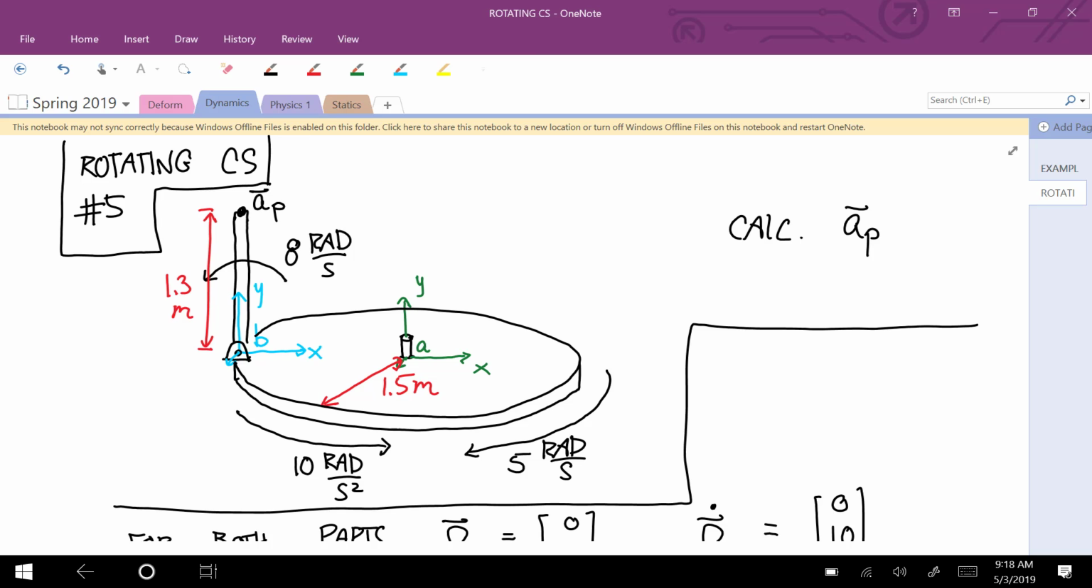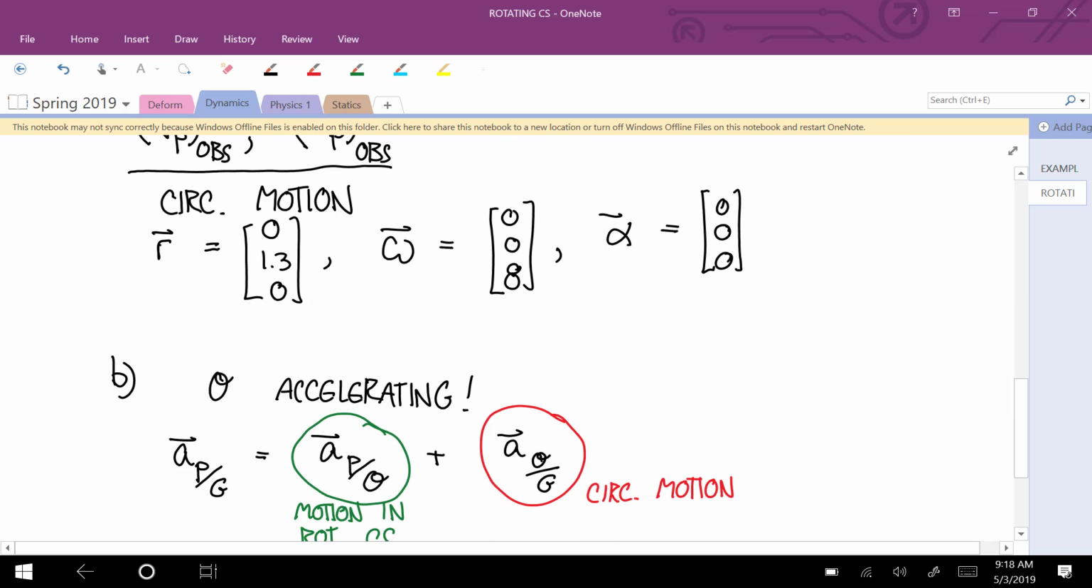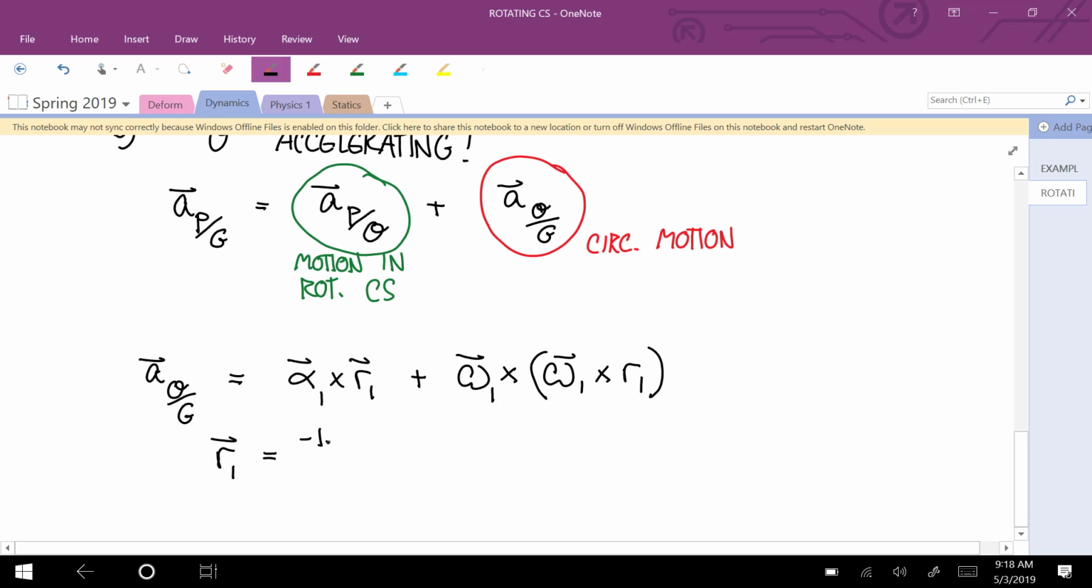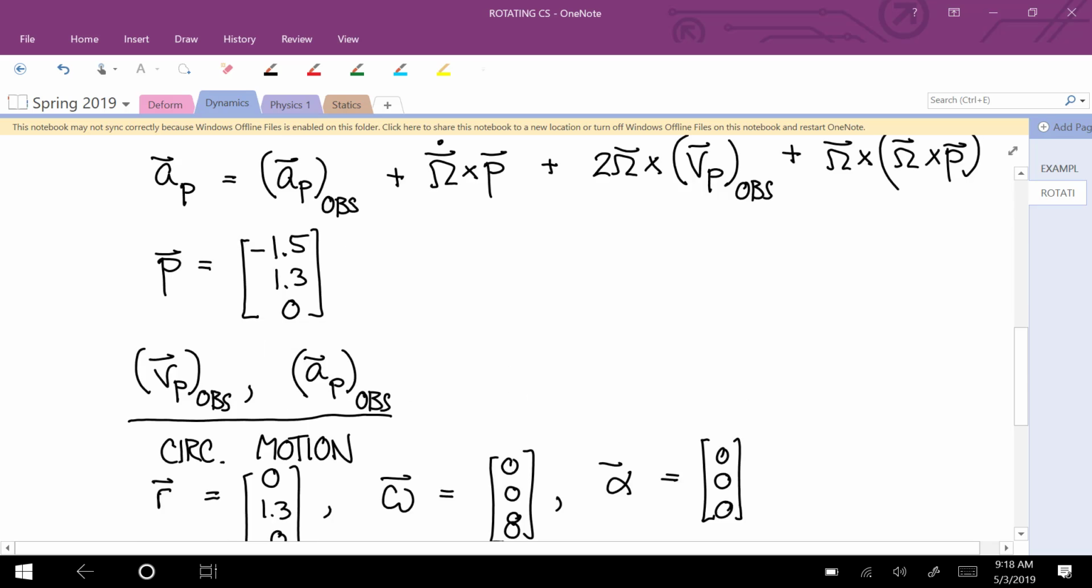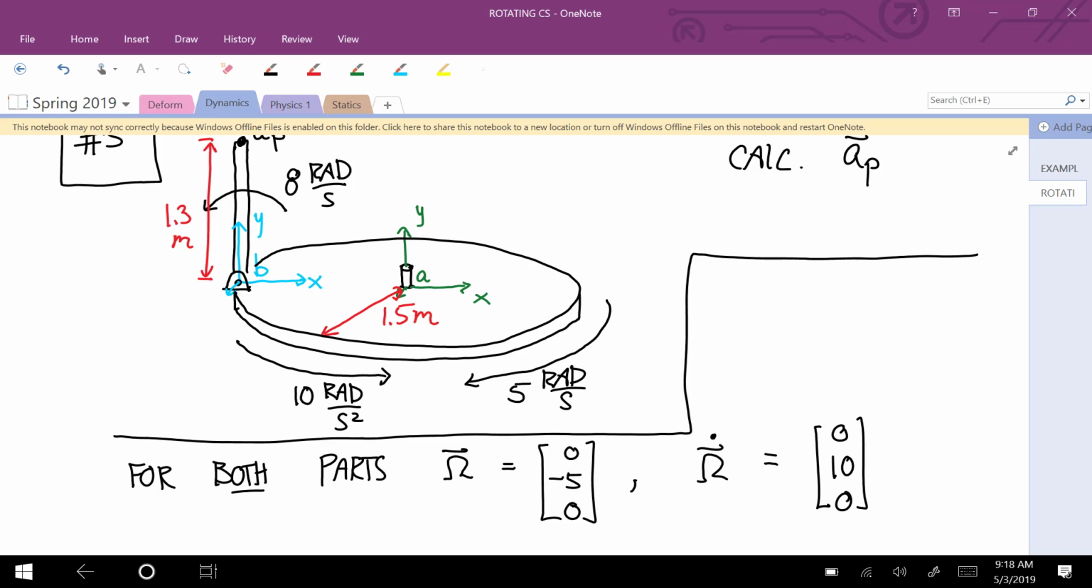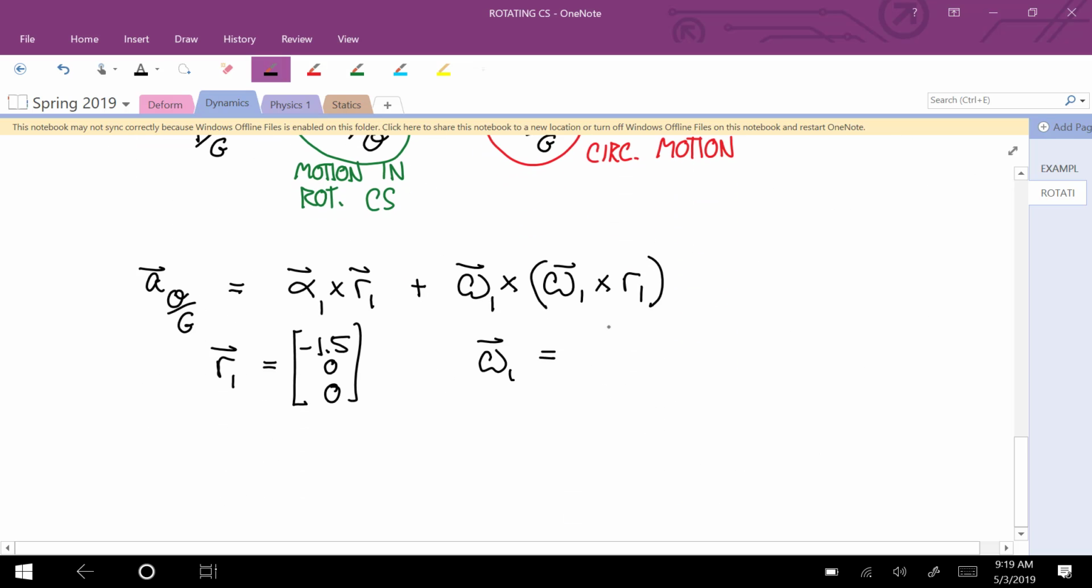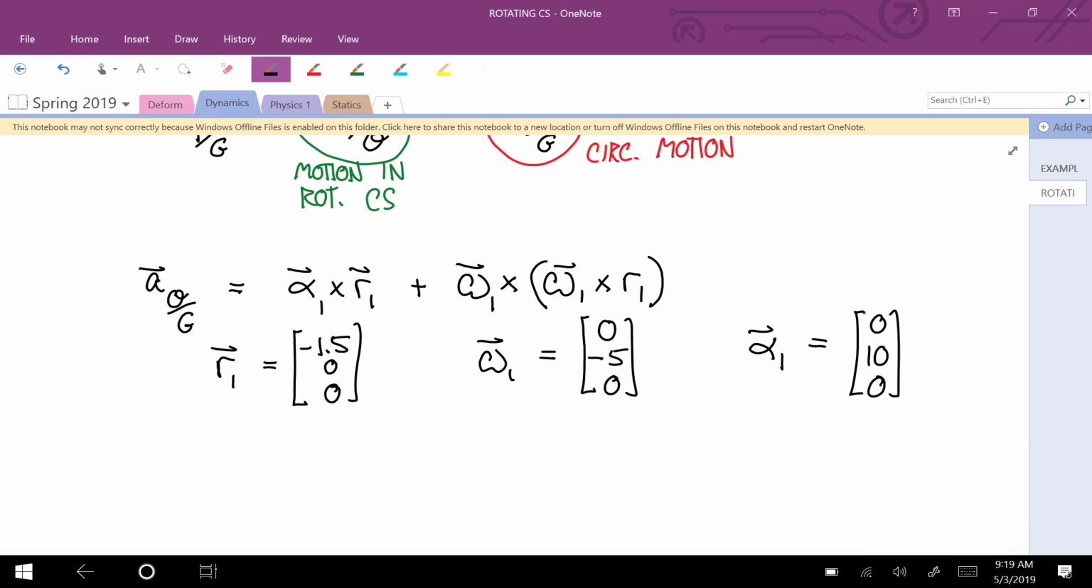So that R1 is negative 1.5, 0, 0. And our omega, the angular velocity of the coordinate system, omega 1, what was that equal to? 0, negative 5, 0. And then our angular acceleration is going to be 0, positive 10, 0. So omega 1 is 0, negative 5, 0, and our alpha 1 is 0, positive 10, 0. And now you can plug those in and calculate the acceleration of the origin relative to the ground.